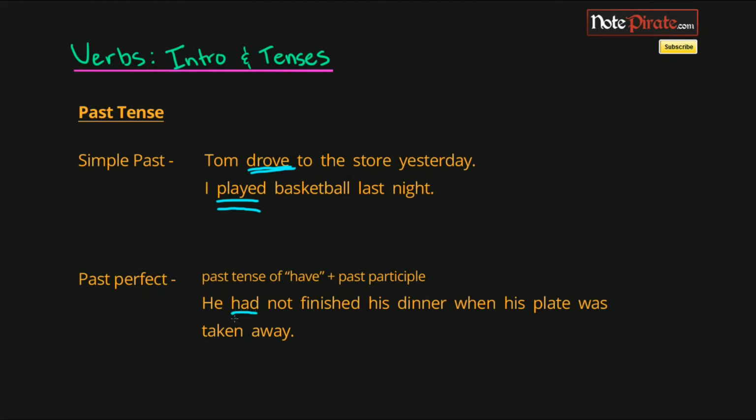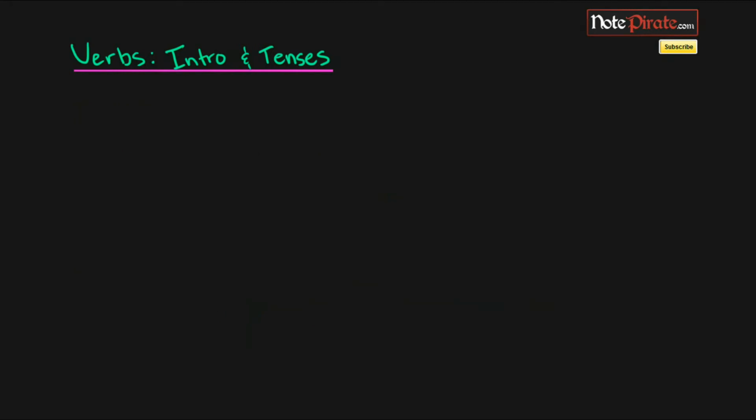So had finished is here our verb. You can see we have our past tense of have instead of our present tense of have like we had in present perfect, and the past participle. Keep that in mind. So we have one more tense to look at, which is our future tense, of course. So let's look at simple future.